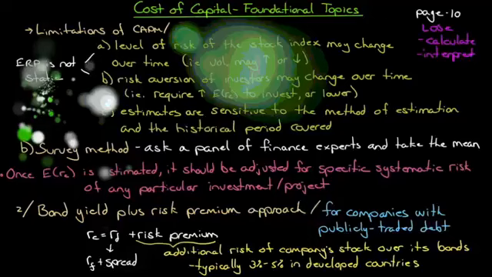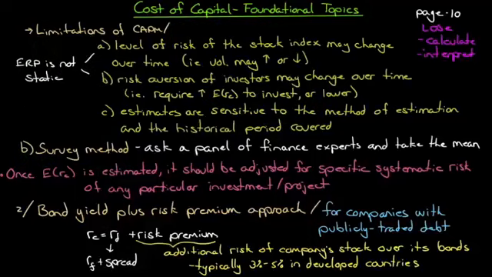Some limitations of CAPM. If you ask most academics, they'll give you a whole long list of limitations with CAPM. The big one being it's a single-factor model. Enough said, and that usually is the end of it. The level of risk of the stock index may change over time, so volatility for long periods of time may be elevated or may be muted. Risk aversion of investors may change over time, especially after a dramatic event. A lot of investors tend to be risk averse for many, many years after dramatic events.